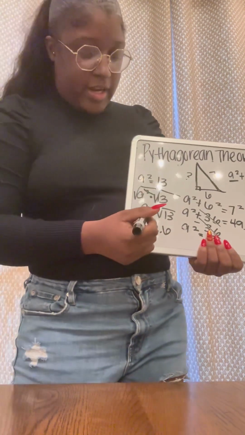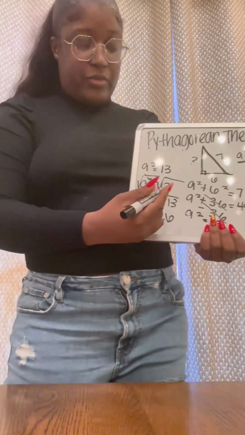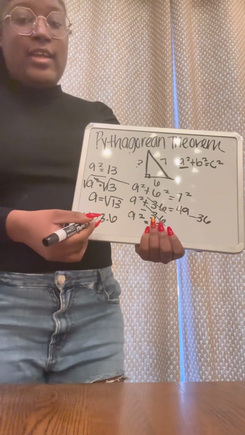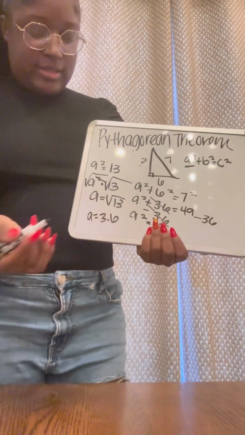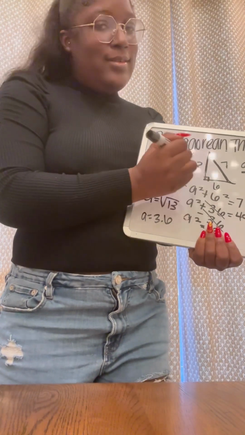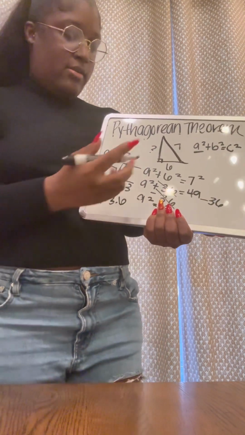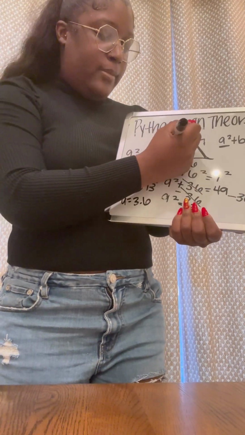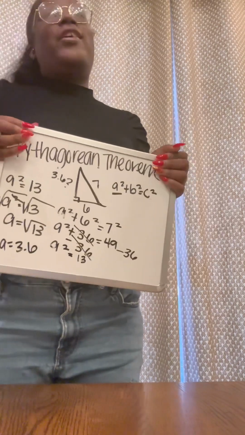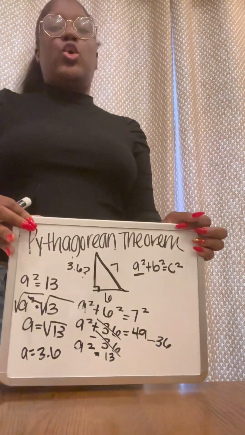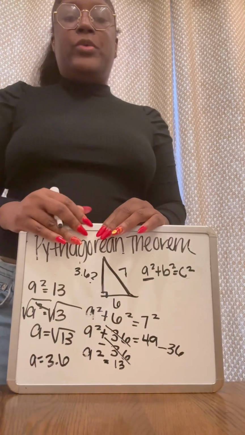Okay, so once we use our calculators to find the square root of 13, we're going to get that a is equal to 3.6, okay? So this missing side of this triangle is going to be 3.6. Do you guys got that? It's so simple, okay?